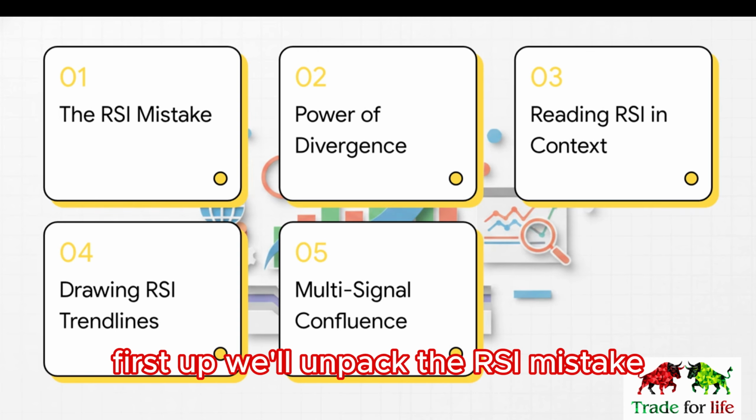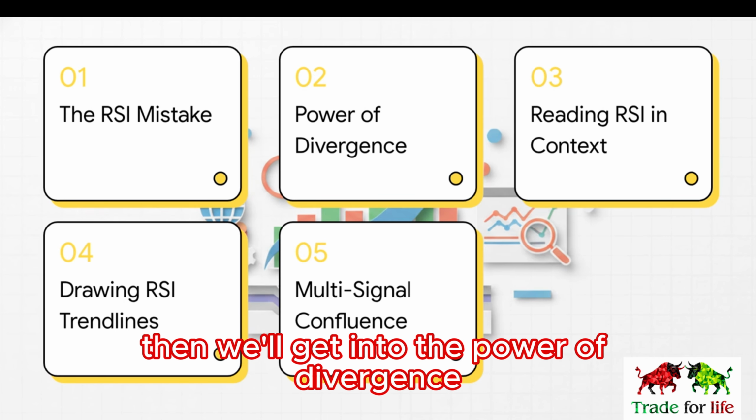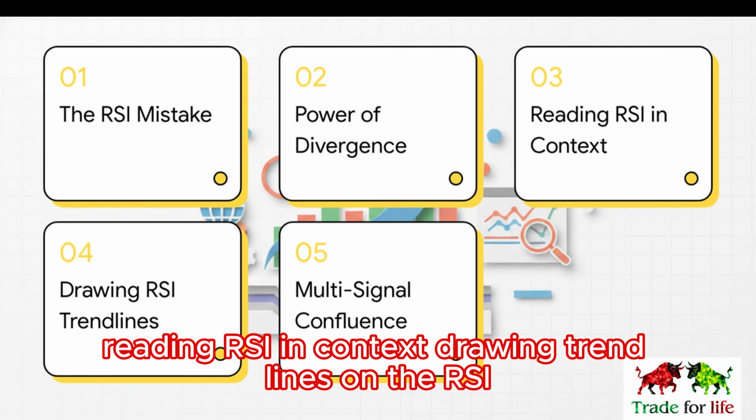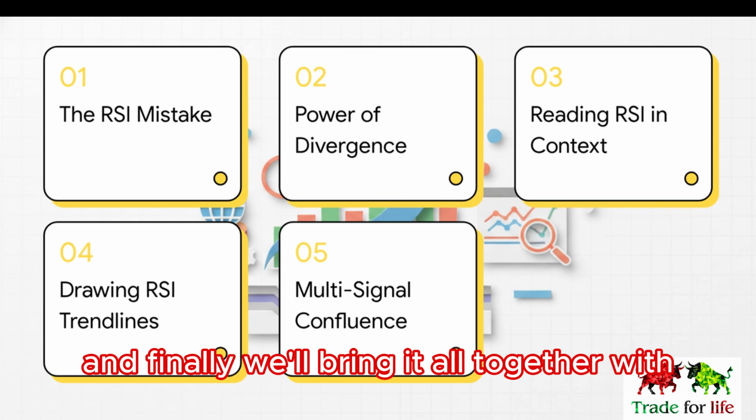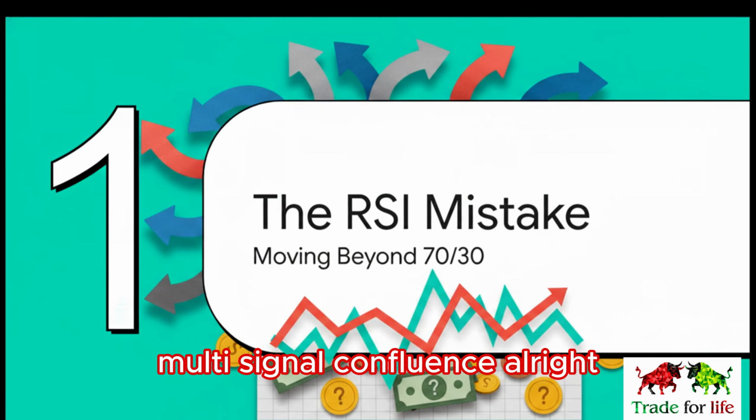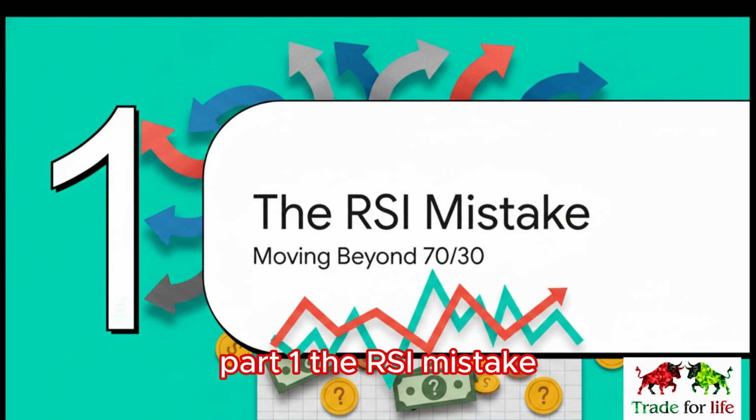First up, we'll unpack the RSI mistake. Then we'll get into the power of divergence, reading RSI in context, drawing trend lines on the RSI, and finally, we'll bring it all together with multi-signal confluence. All right, part 1, the RSI mistake.